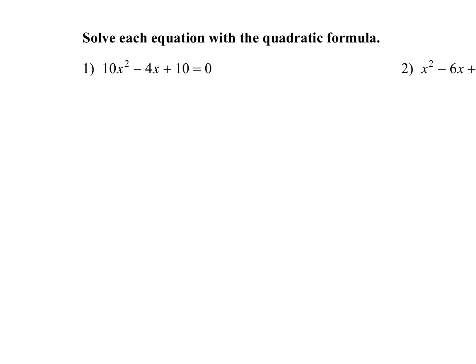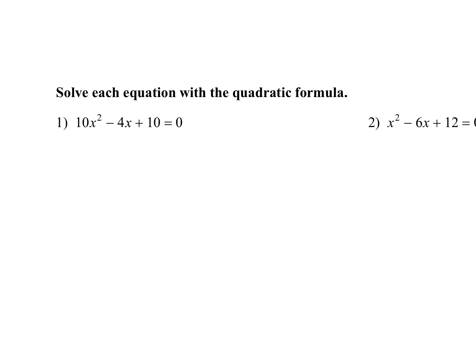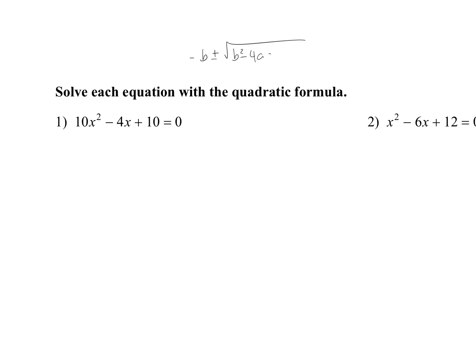All right, so let's get started. Here we have 10x squared minus 4x plus 10. You can either simplify this by dividing everything by 2, or you can just go ahead and plug it in. I'm going to go ahead and plug it in just for time purposes. So let me write the equation up here. So negative b plus or minus the square root of b squared minus 4ac over 2a.